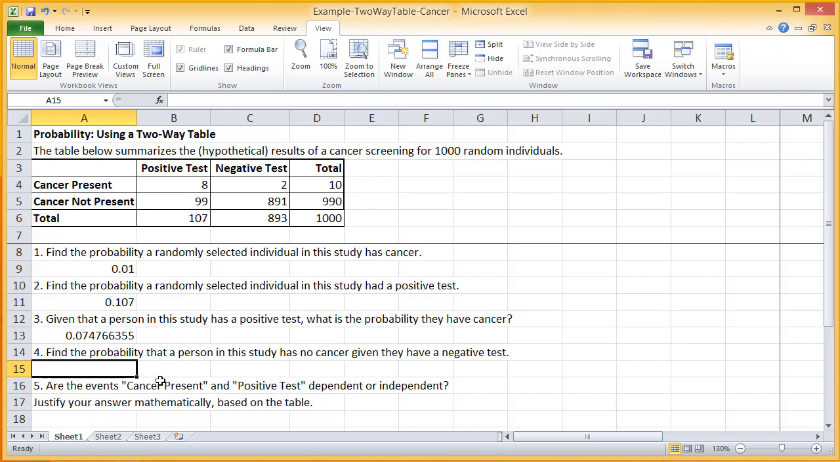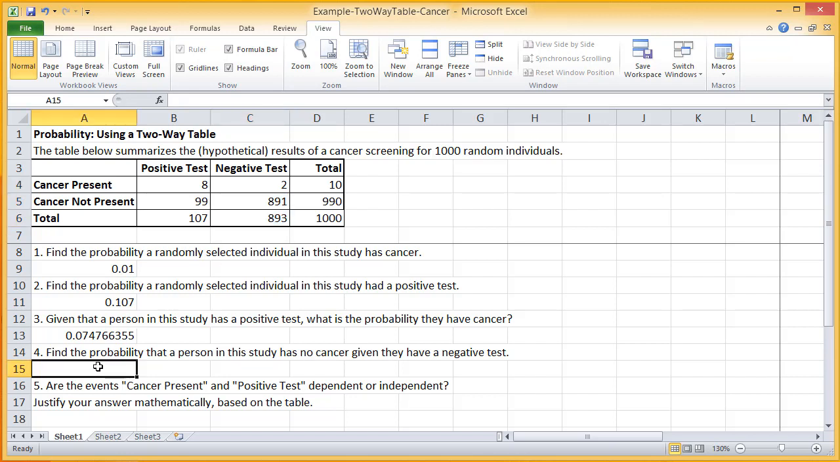The fourth question. Find the probability that a person in this study has no cancer given they have a negative test. So again, the keyword given needs to stand out. We're going to restrict our denominator to only the condition that's given after the word given. So given what? Given they have a negative test. We're only looking in the column negative test. The denominator is 893. We're only picking from the 893 people who received a negative test.